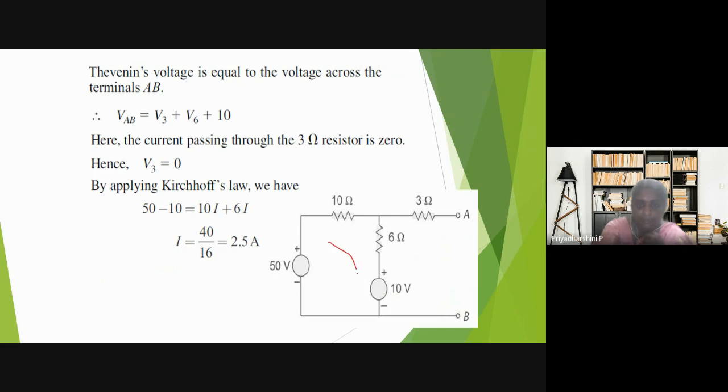If I apply the current direction, this is going to be positive because this will be moving from negative towards positive. And for the second source, it will be moving from positive towards negative. So this is going to be a positive 50 volt, and this is going to be a negative 10 volt. So 50 minus 10 is 40 volt. Then the other terms: if the current is I, then I into R, 10I plus 6I, so totally 16I. So 40 divided by 16 is 2.5 amps. The current flowing through this loop is 2.5 amps.